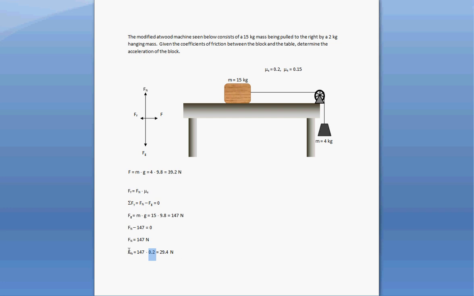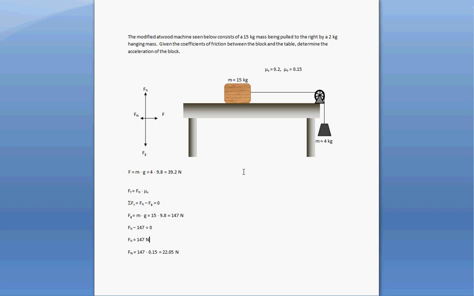So to figure out the true force of friction, which should be less than this value, we'll just change this to the coefficient of kinetic friction. So now this is force of friction kinetic, which is 147 times 0.15, and that's 22.05 newtons. So this is our force of friction kinetic as opposed to static.